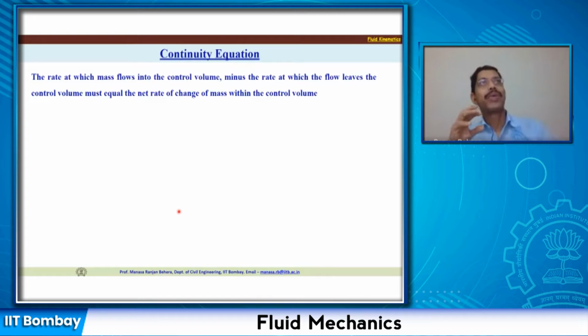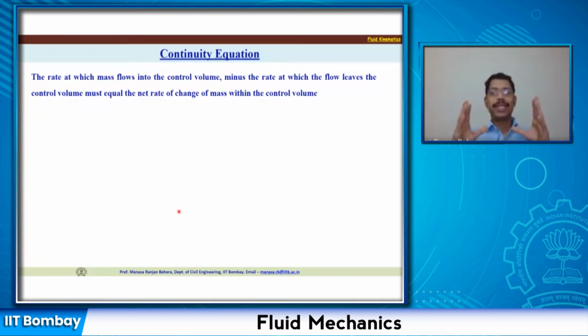The rate at which the mass flows into the control volume minus the rate at which the flow leaves the control volume must be equal to the net rate of change of mass within the control volume. Correct? So that means there is no loss, or the net rate of change is basically equal to what is coming in minus what is going out. So that's how we ensure that the continuity equation is satisfied, or the continuity of the flow or the fluid is satisfied. There is no discontinuity in the whole system.